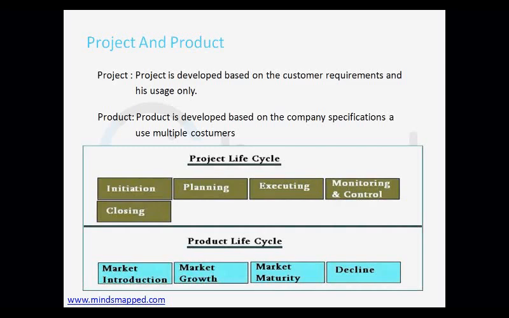Another example can be Java or .NET. Java and .NET are actually products. Once you customize Java or .NET, say you are developing a Facebook application, which is generally developed in PHP. PHP is actually a product, and using PHP to develop any application, either Facebook or your YouTube, is actually known as a project, because you are customizing a product to make a project.